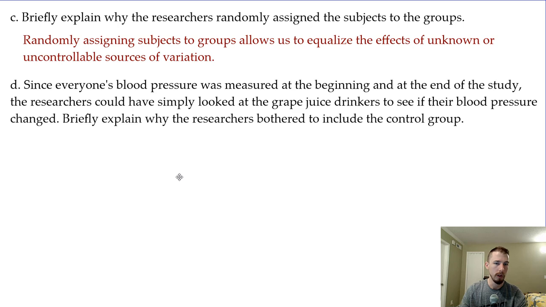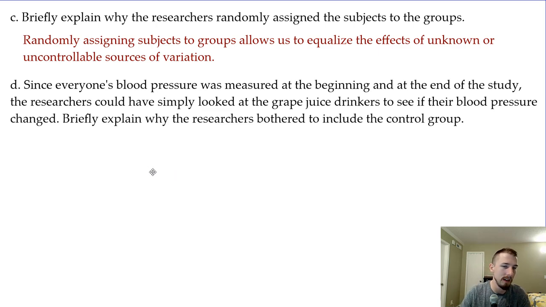All right, so randomly assigning subjects to groups allows us to equalize the effects of unknown or uncontrollable sources of variation. So we're just controlling for outside sources of variation so that we can basically isolate down to the factors that we're interested in at their different levels. It's kind of funny.